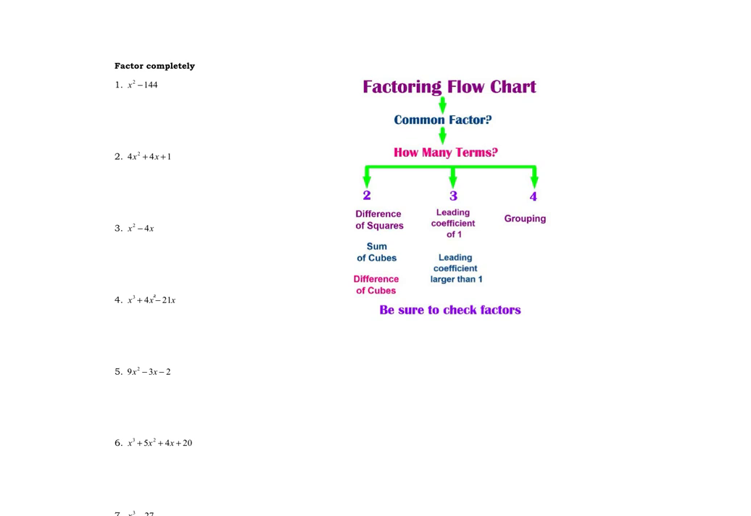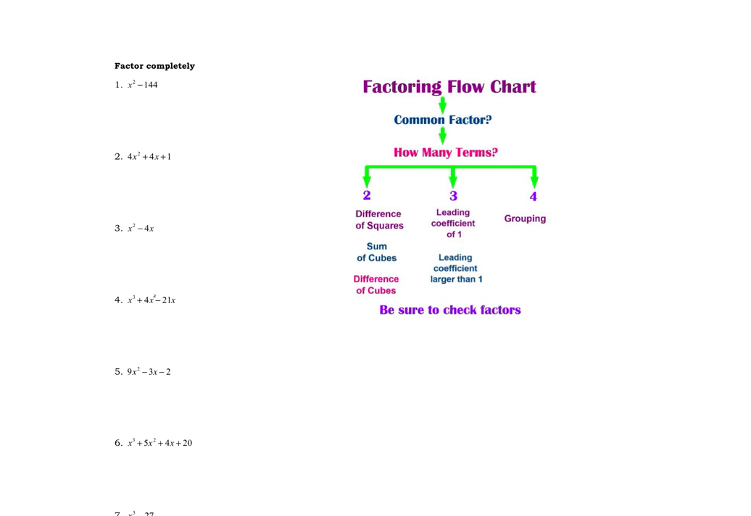Okay, here are some examples of the factoring we're going to remind ourselves how to do from Algebra 1 and 2. Notice my flow chart. We're always going to see if there's a common factor, then how many terms, and under each of the terms I can determine what type of factoring I may have. So that will help. So I look at the first one, and I'm looking for a common factor.